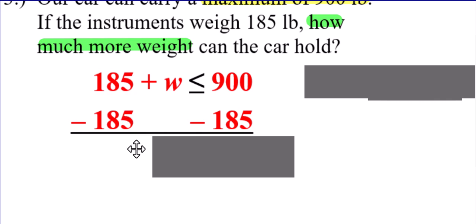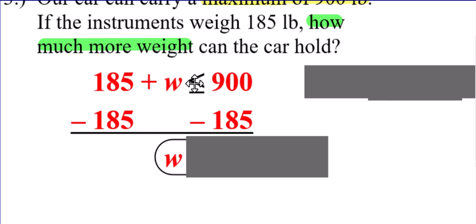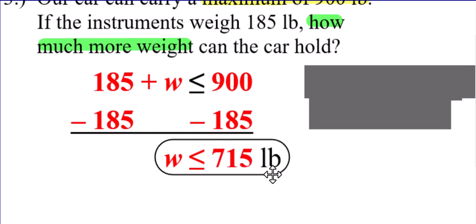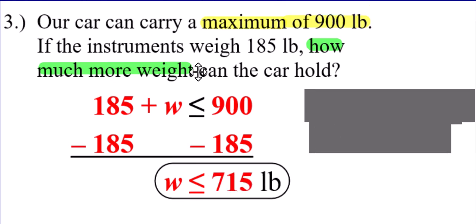185 take away 185 is 0. You do not have to show the 0 step anymore. Bring down the W, and less than or equal to, don't put an equal sign, it's less than or equal to, and you're going to get 715. Since we're talking about the weight, and the weights here were always in pounds, then we're going to put that same label on our answer.